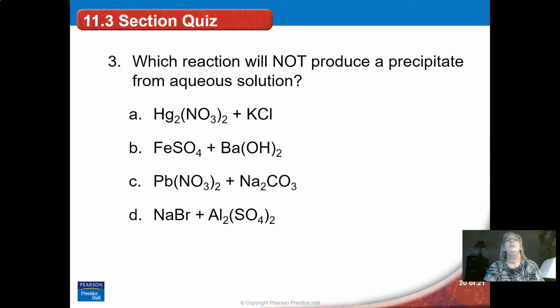Which will not make a precipitate? And we use PPT or solid as the abbreviation for precipitate. So pause me, try to figure that out. And so this would not make a precipitate because anything with sodium is soluble, anything with sulfate is soluble. So that's why.